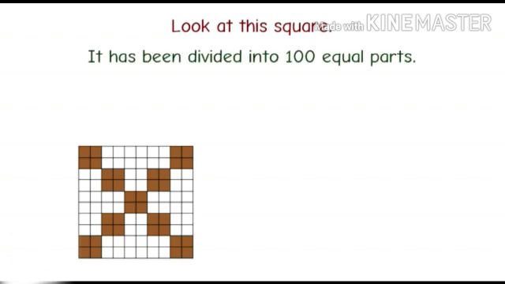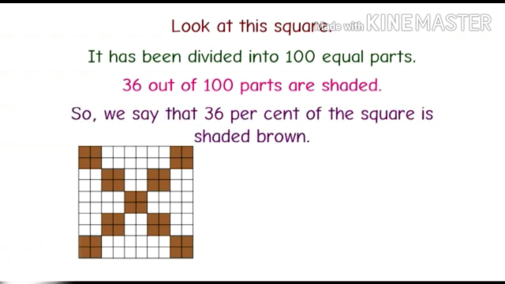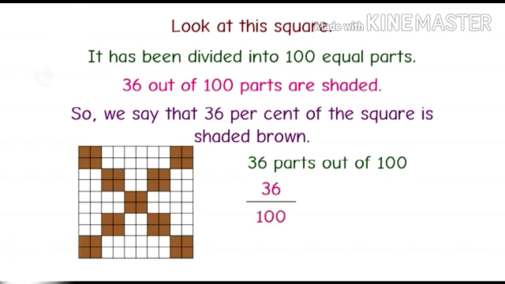Look at this square. It has been divided into 100 equal parts. 36 out of 100 parts are shaded. So, we say that 36% of the square is shaded brown. 36 parts out of 100, 36 upon 100 is shaded. Nothing but 36% is shaded.